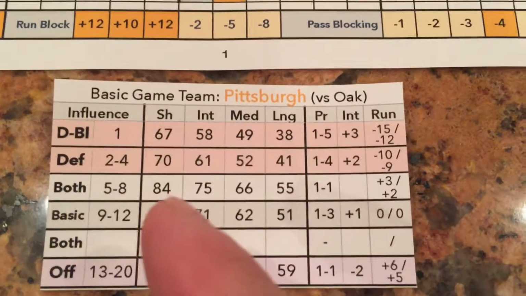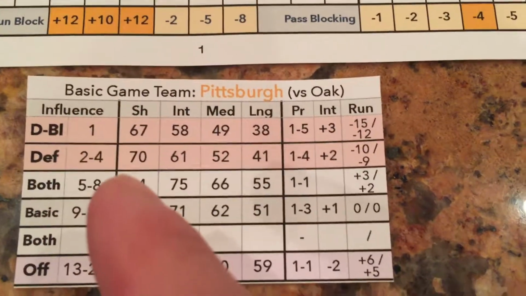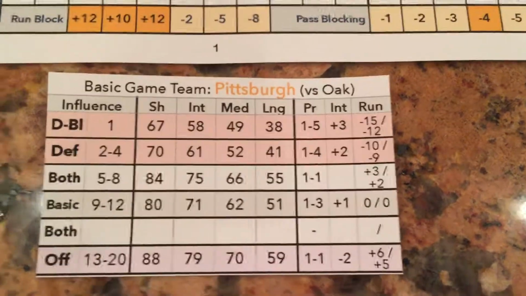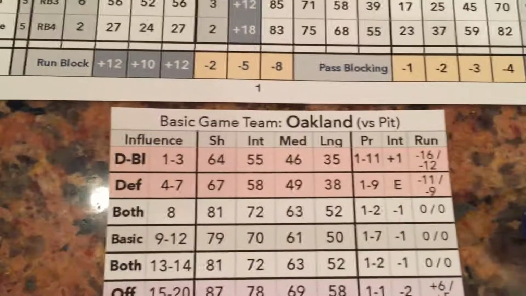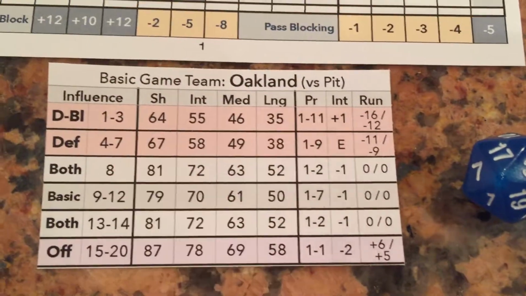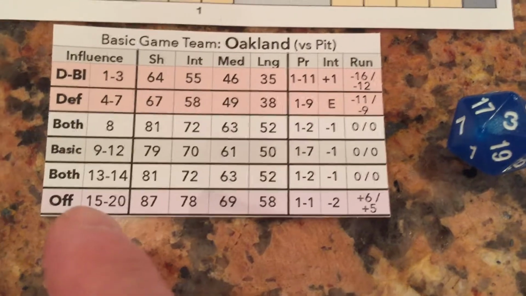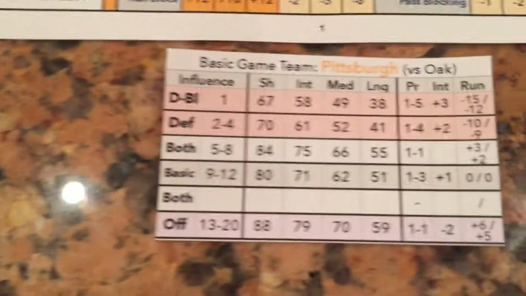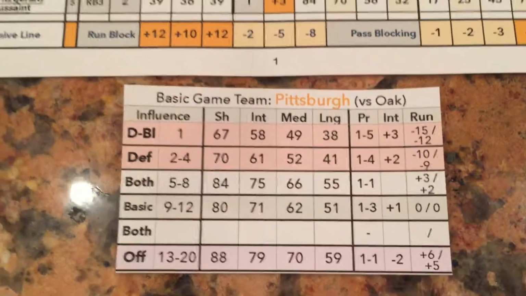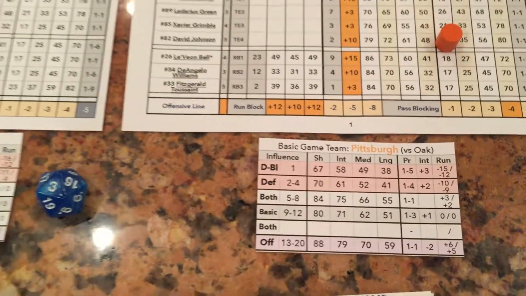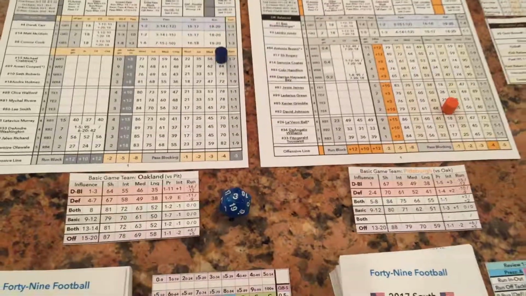Not as much blitzing. In fact, you can see their defense gets influence only on a roll of 1 to 4, where Pittsburgh's defense gets a roll if it's from 1 to 7. And same with the offense. You can see the offense is 15 to 20 for Oakland. For Pittsburgh, it's 13 to 20. So Pittsburgh had a little better statistical year. Anyway, all that's included in the game.